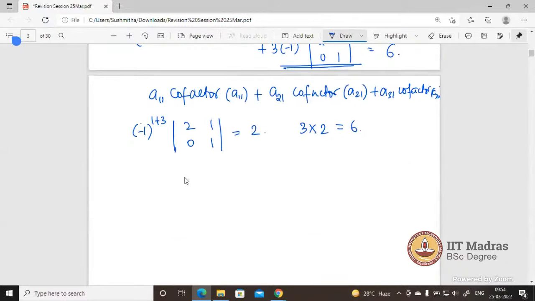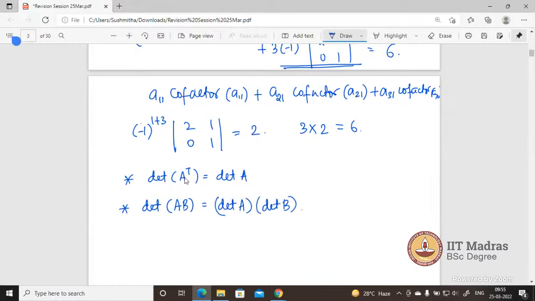So what do we know about the determinant of A transpose? It's going to be the same as the determinant of A. And then what do we know about the determinant of a product of two matrices? It's the product of the determinants. So these things we will be using often.